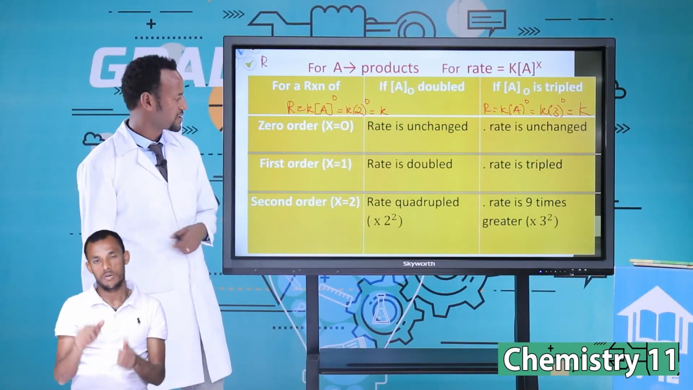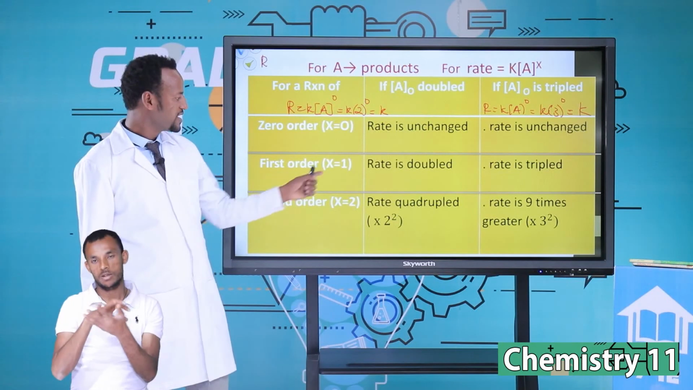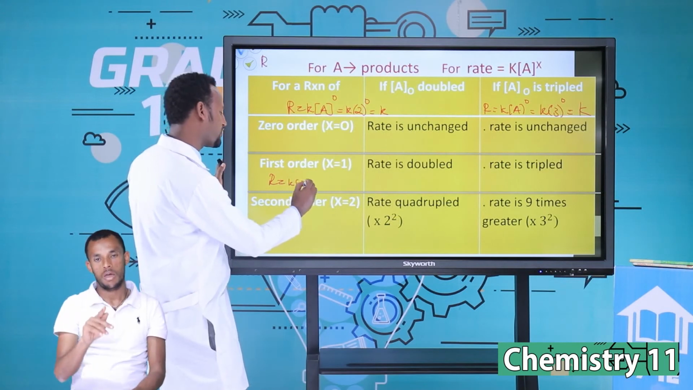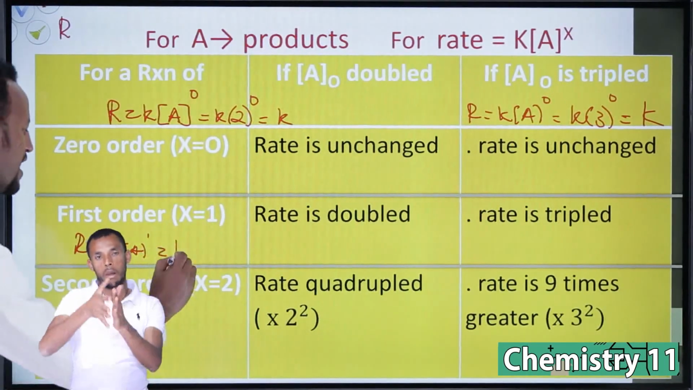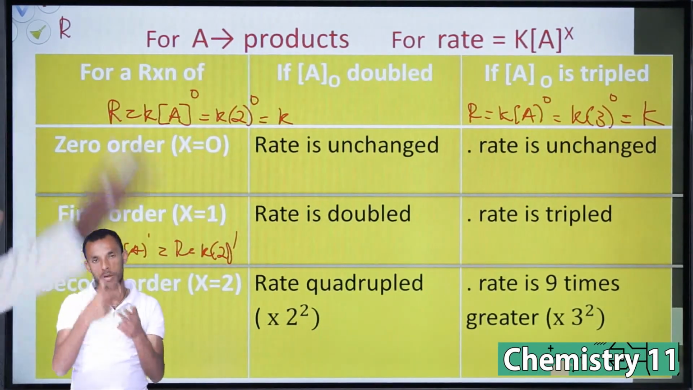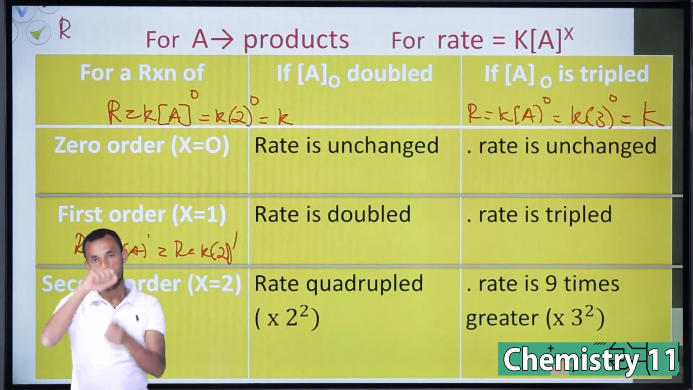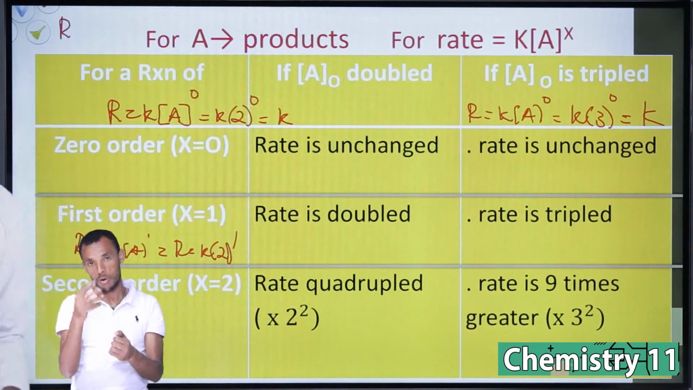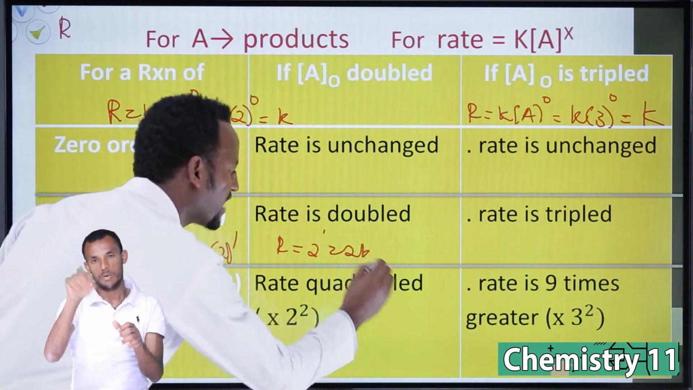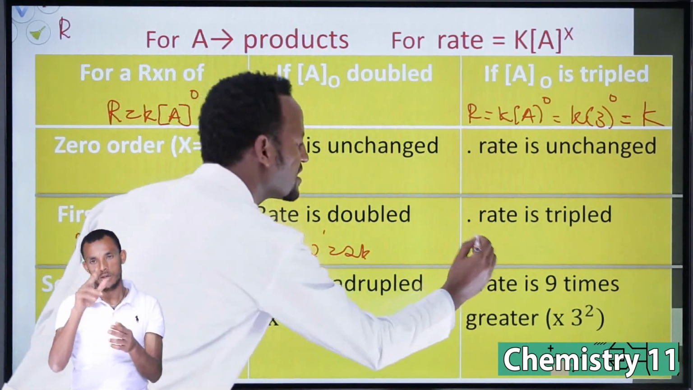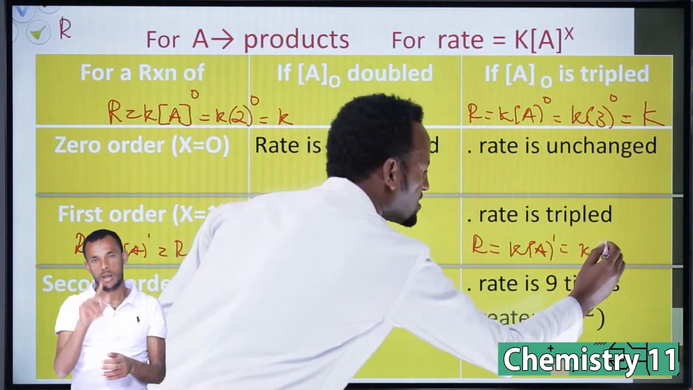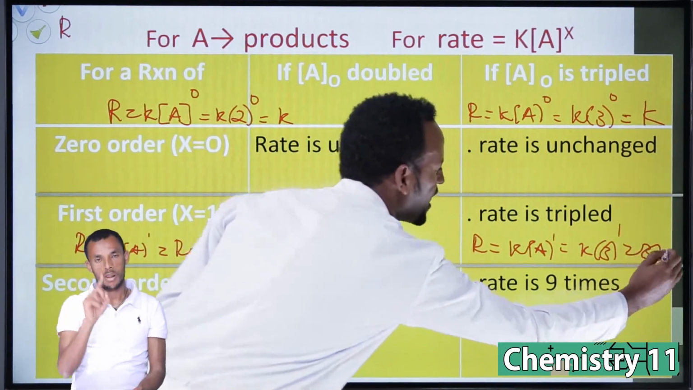Similarly, for first order reaction, x is equal to 1. x equal to 1 means R is equal to K A to the power of 1. By the way, doubled means what? R is equal to K times 2 to the power of 1. 2 to the power of 1 is how much? 2. 2 times K, 2K. Rate is changed. Yes, changed by doubled. Therefore, rate is doubled. Tripled means R is equal to K times 3 to the power of 1, which is 3K.